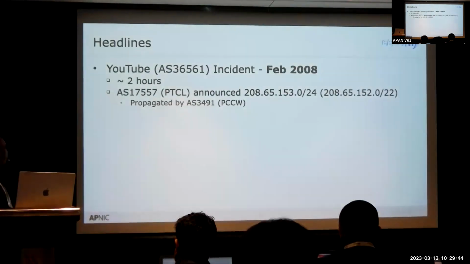Again, back in 2008, I think everyone remembers this one. Pakistan Telecommunication Limited announced a /24 out of YouTube's prefixes, and it was further propagated by 3491 PCCW, one of the transit providers in the region. It impacted YouTube for around 2 hours. It's one of the first incidents, I guess, and we all realized the importance of having this kind of technology implemented in our networks, right?